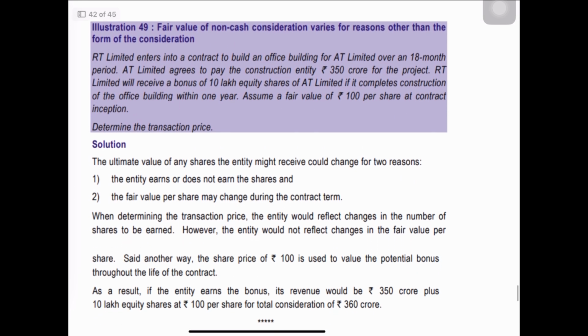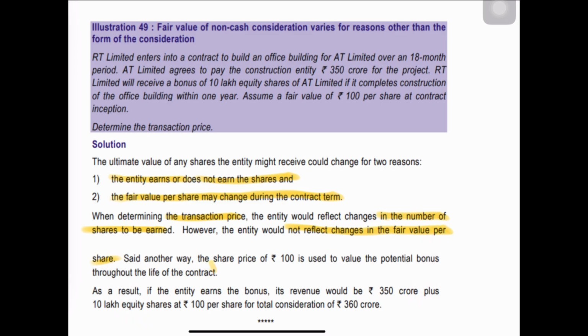Okay, so go through illustration 49. Here also the ultimate value of any shares the entity might receive could change for two reasons. The entity earns or does not earn the share, that could be one reason, and the fair value per share may change during the contract term. So when determining the transaction price, the entity would reflect the change in the number of shares alone. However, the entity would not reflect the change in the fair value per share.